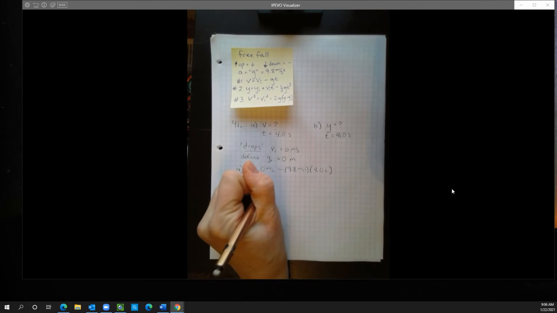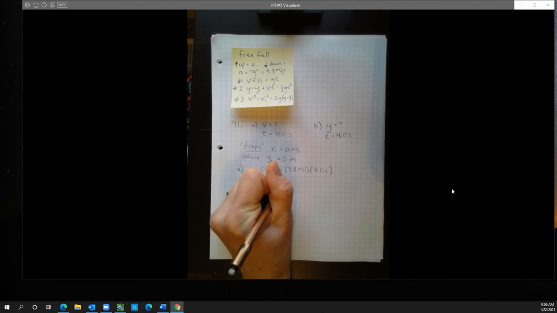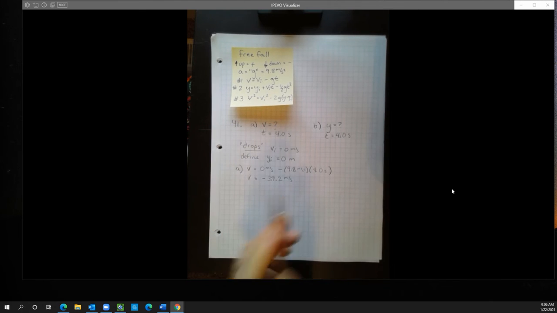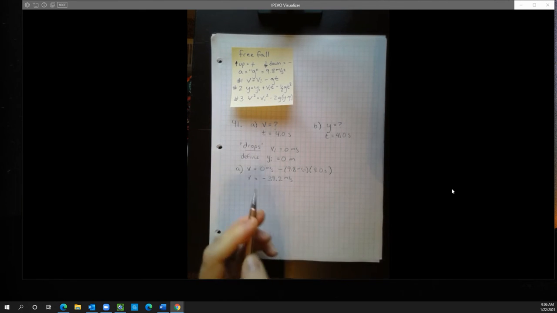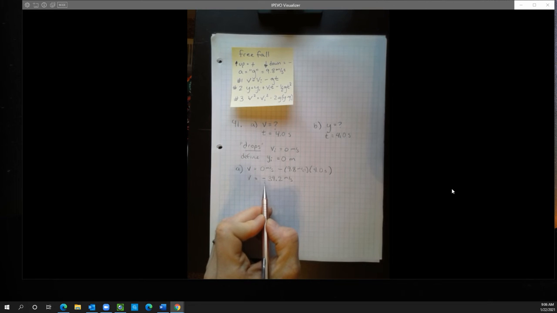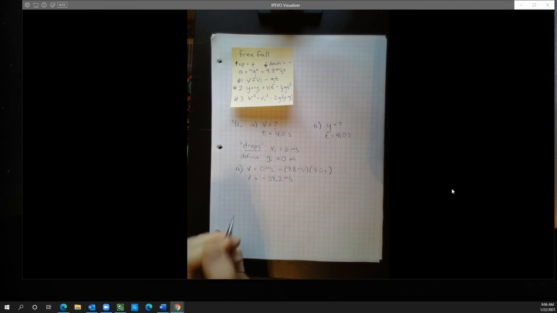So 39.2 has SI units of meters per second. Meters divided by seconds squared times seconds gives meters per second. Here, the negative sign just reinforces what we already know. A brick that's been falling for 4 seconds will be going in the downward direction.